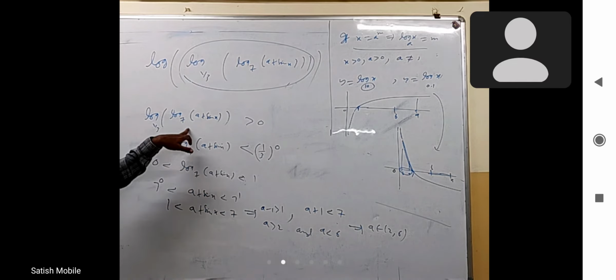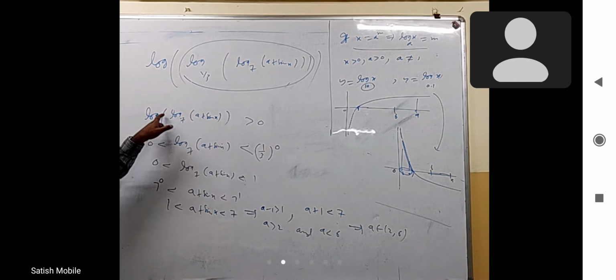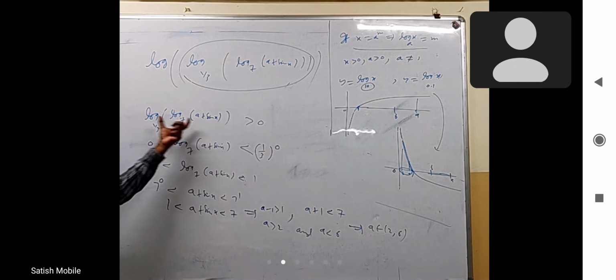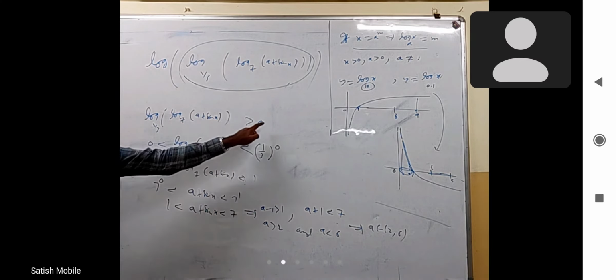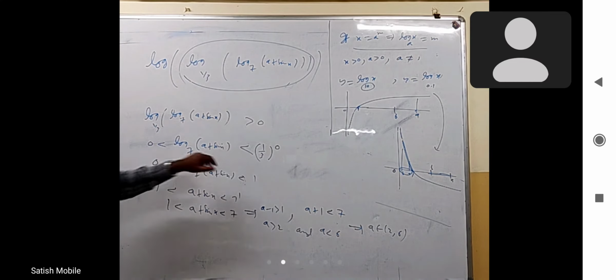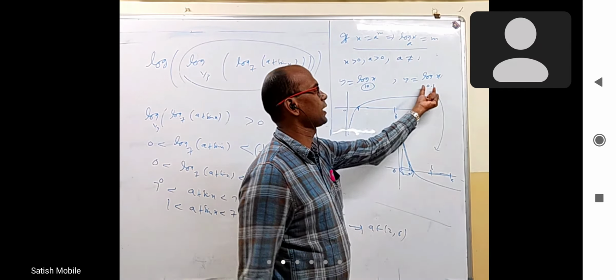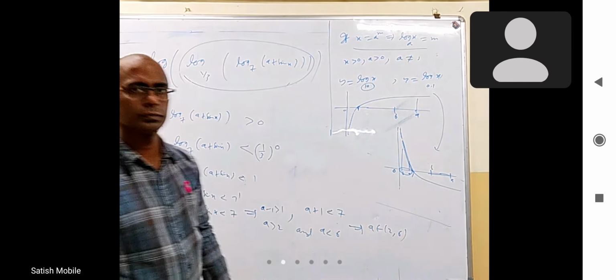From here to here, any doubt? From here to here, log of this whole thing, the inner part, is only defined when the inner part is positive. So this should be greater than 0, right? And apart from that, if you send this 1 by 3 here, you will get 1 by 3 power 0. But why did greater than become less than? Because when the base is between 0 and 1, it is a decreasing function, like this. Is it okay?